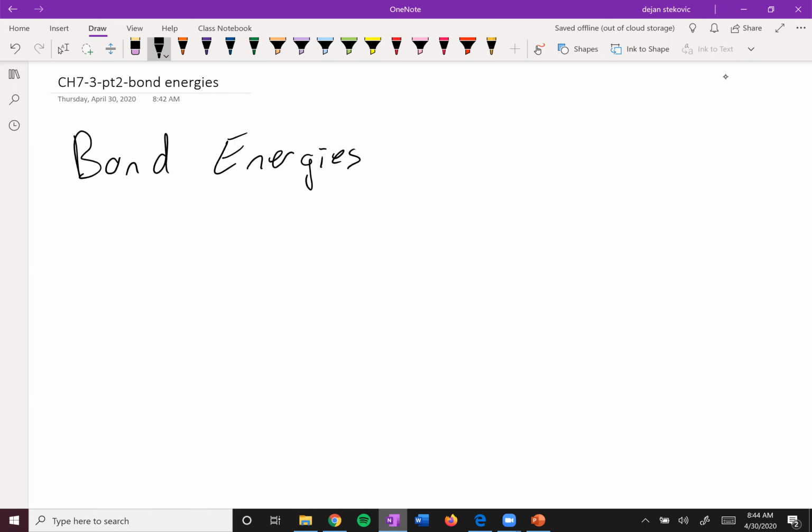All right, so first off, let's start talking about bond energies. And bond energy is defined as the energy required to break 1 mole of bonds. So let's take a look at this.